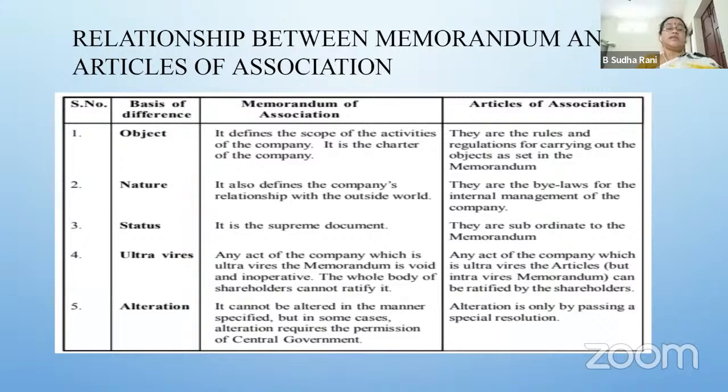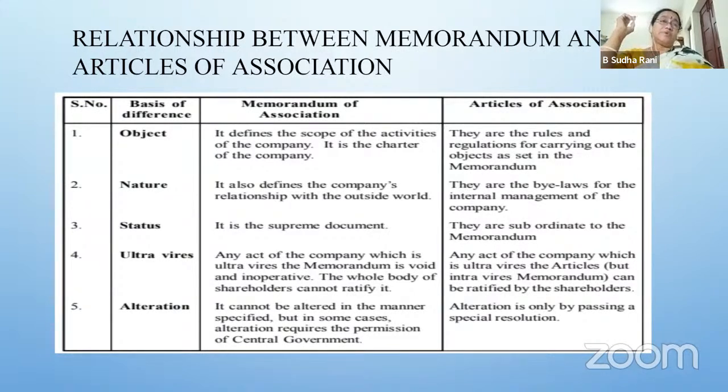Yes, memorandum. Any act of the company which is ultra vires the memorandum is void and inoperative. Meaning, if a company undertakes any act which is not in the memorandum or is against the memorandum, then that is said to be ultra vires, and these ultra vires acts are not valid. You need to use these terms in your answers, being a company law student.